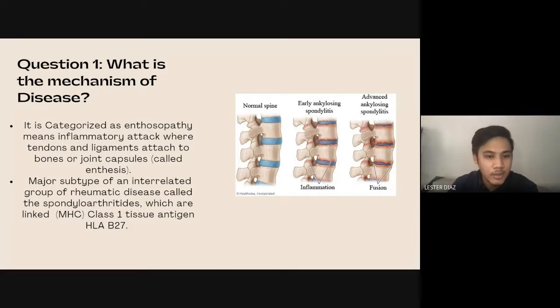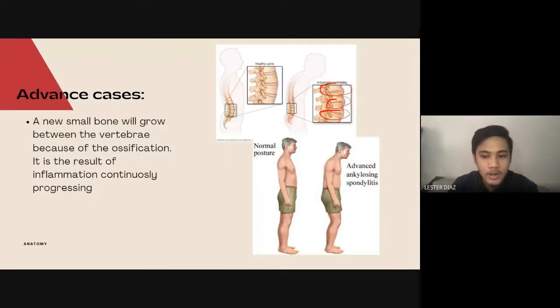So next slide please. For the advanced cases, a new small bone will grow between the vertebrae because of the ossification that is triggered by the body's defense mechanism, which will produce extra calcium due to the inflammation that is continuously progressing. The vertebrae will fuse together and become stiff and less flexible, which can result in increased risk for fracture and low back pain. This fusing makes the spine less flexible and can result in a hunched forward posture.